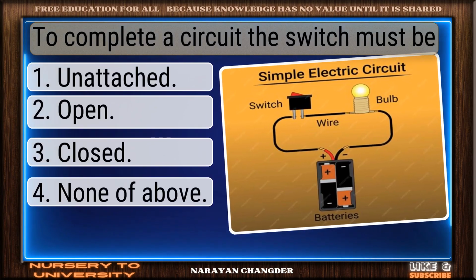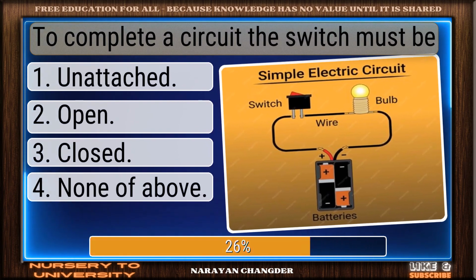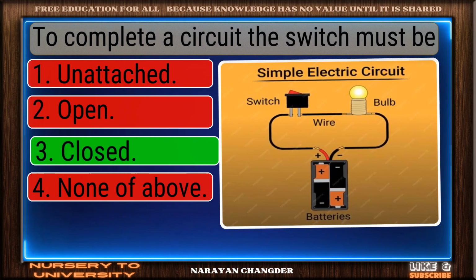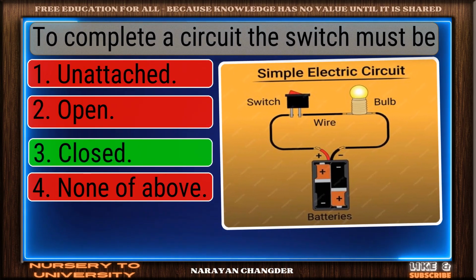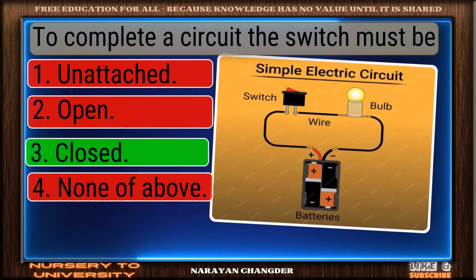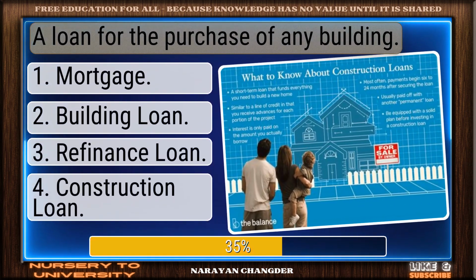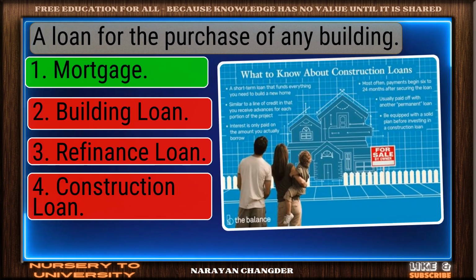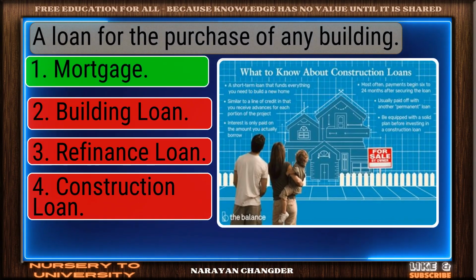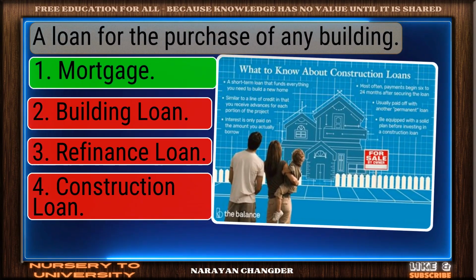To complete a circuit, the switch must be well reasoned. Closed is the correct choice. A loan for the purchase of any building. You got it. Your choice mortgage is right.